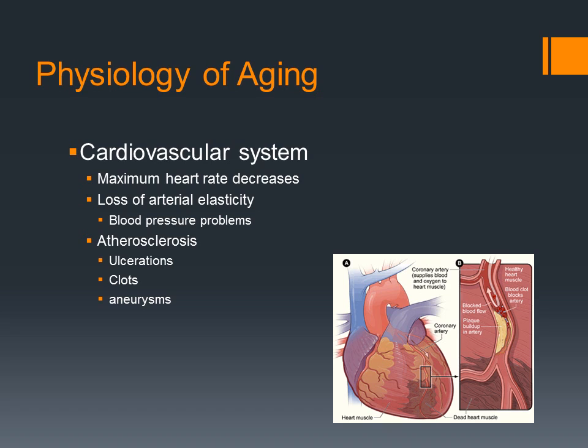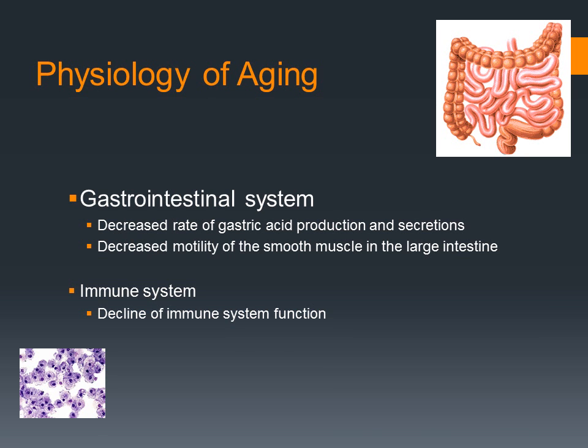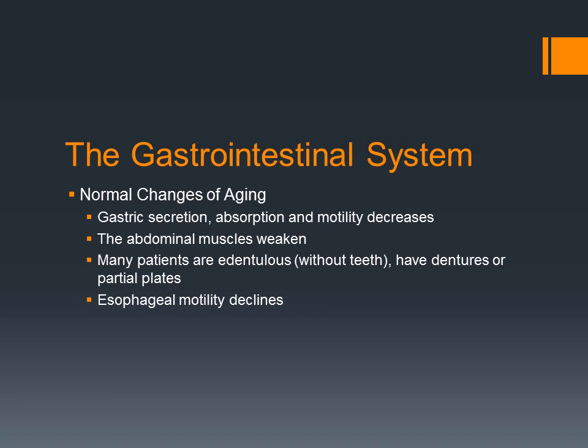Cardiovascular system. Maximum heart rate decreases. Loss of arterial elasticity, which can create blood pressure problems. Arteriosclerosis. Ulcerations, clots, and aneurysms. Gastrointestinal system. Decreased rate of gastric acid production and secretions. Decreased motility of the smooth muscle in the large intestine. The immune system may decline in function.